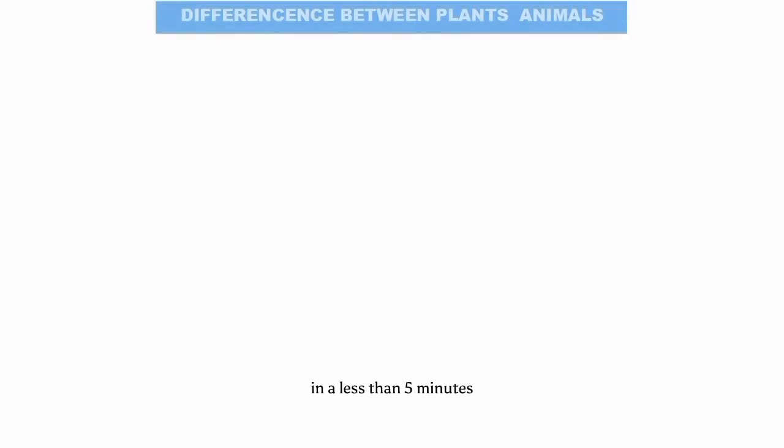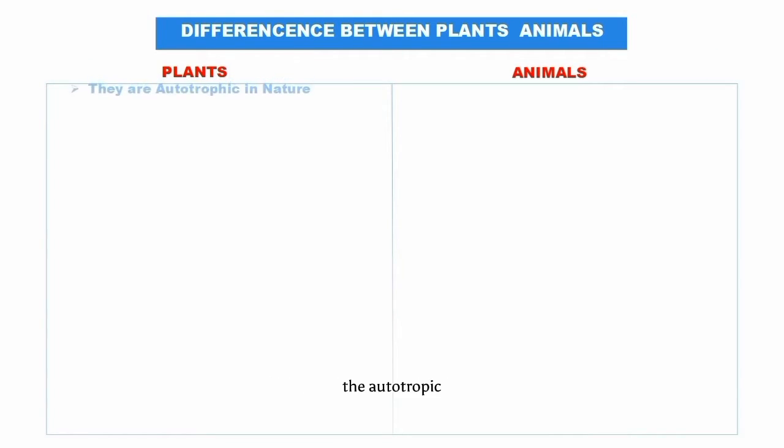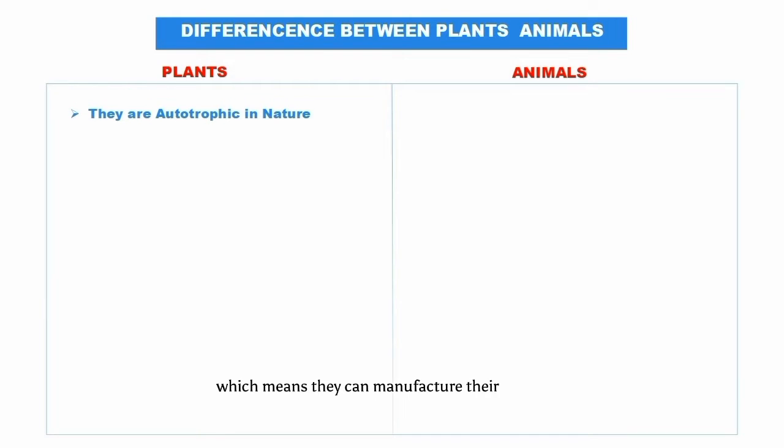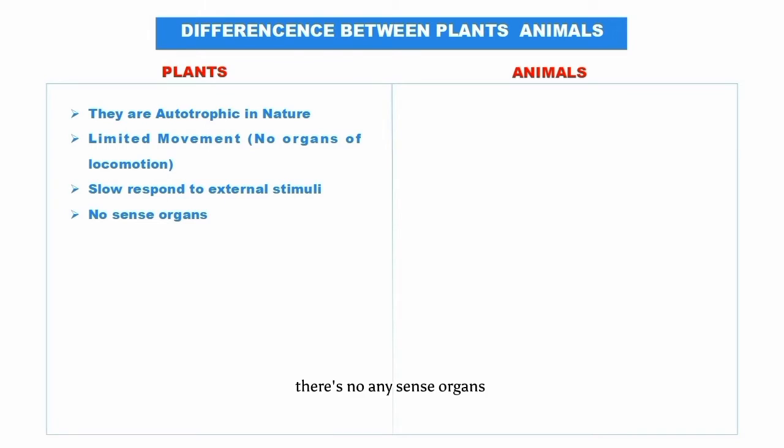In less than 5 minutes, let's discuss the difference between plants and animals. Number one, plants are autotrophic, which means they can manufacture their own food by use of photosynthesis or chlorophyll. Limited movements, which means there are no organs of locomotion. Slow response to external stimuli, they respond very slowly. And also no sense organs, and plants do not have an excretory system.